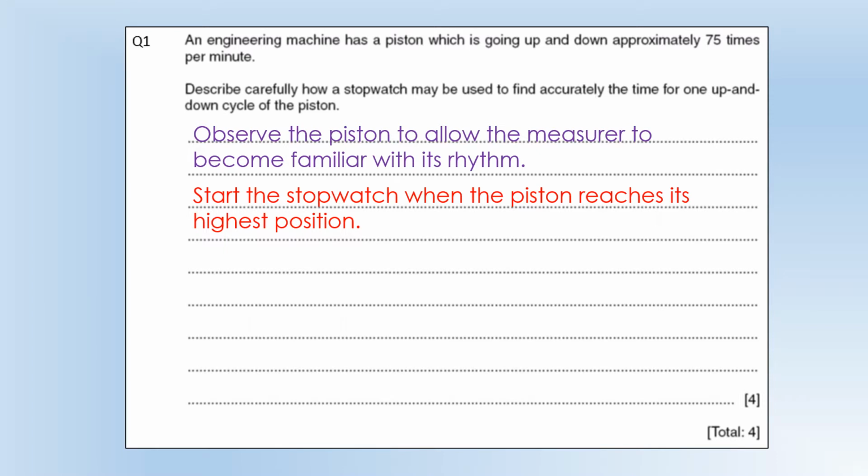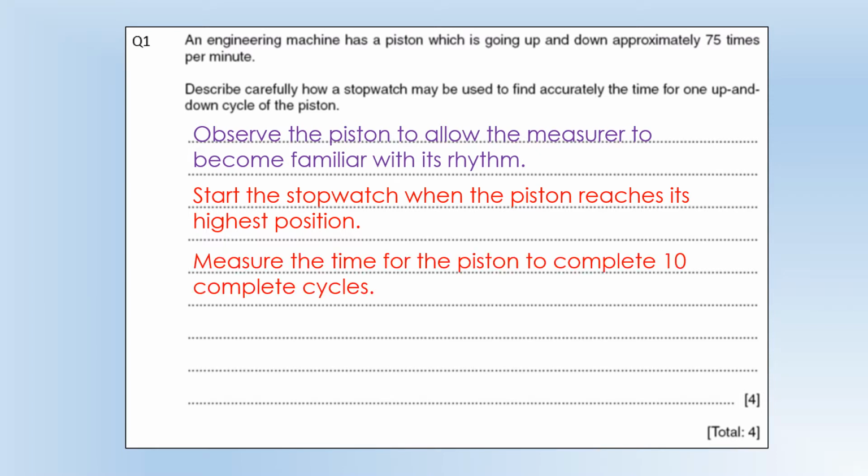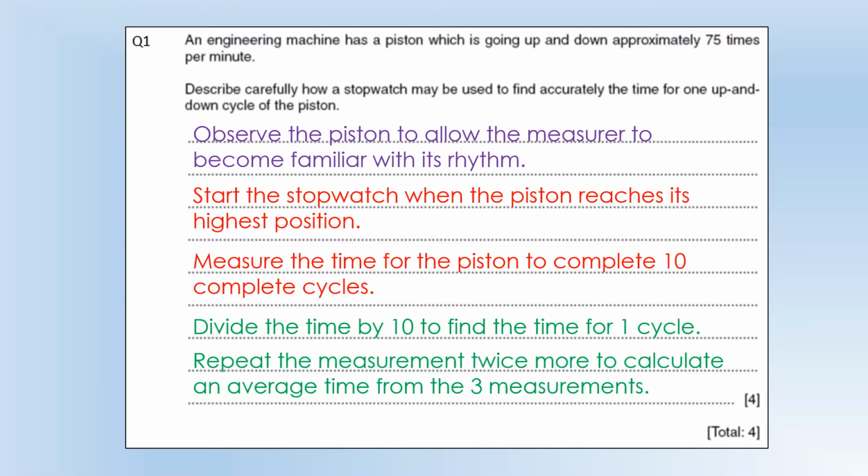I'd measure it for about 10 or maybe even 20 complete cycles. Again, you need to make sure you stop it at the top, and then you divide by 10 to get the time for one cycle. And instead of just doing that once and saying that's the value, I'd measure it twice more and get an average time from those 3 measurements.